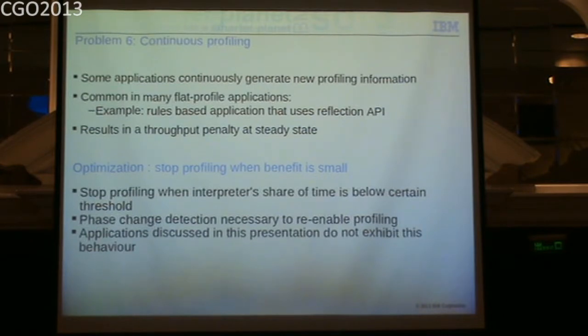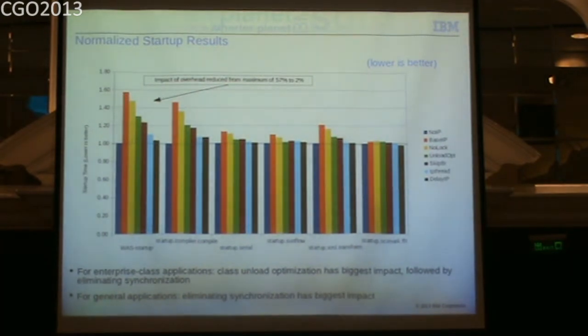The applications I've shown in this presentation, none of them actually exhibit this behavior, so I won't be showing results for this. And finally, let's look at the results. So this graph shows a cumulative application of each of the optimization techniques I've discussed. So here is normalized startup time. Again, you can see for WebSphere application server, we went from a nearly 60% regression in startup time down to just 2%.